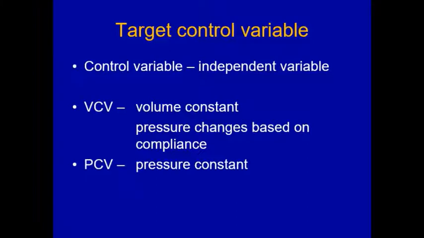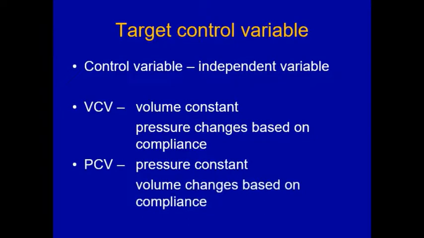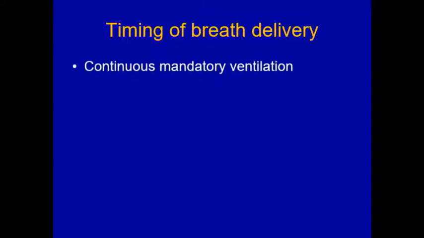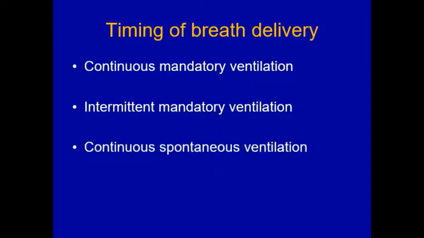Next, coming to pressure control ventilation. In pressure control ventilation, pressure is kept constant and the volume is variable, or the volume changes based upon the compliance of the lung. Better the compliance of the lungs, volume increases. Less the compliance of the lungs, volume decreases. Now coming to the timing of breath delivery. We have continuous mandatory ventilation, intermittent mandatory ventilation, and continuous spontaneous ventilation.